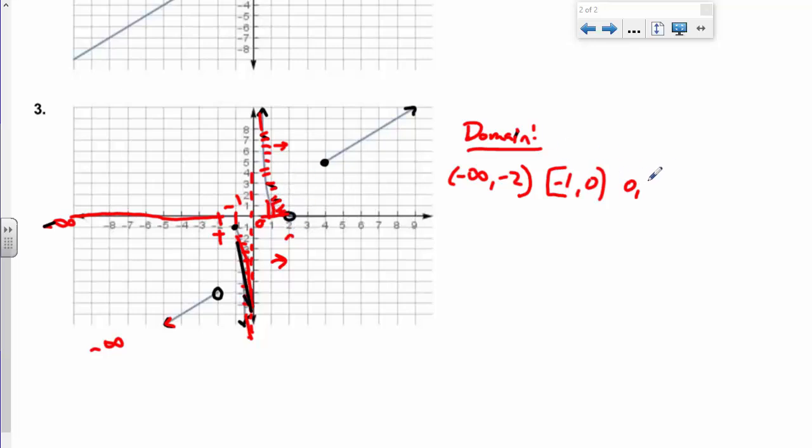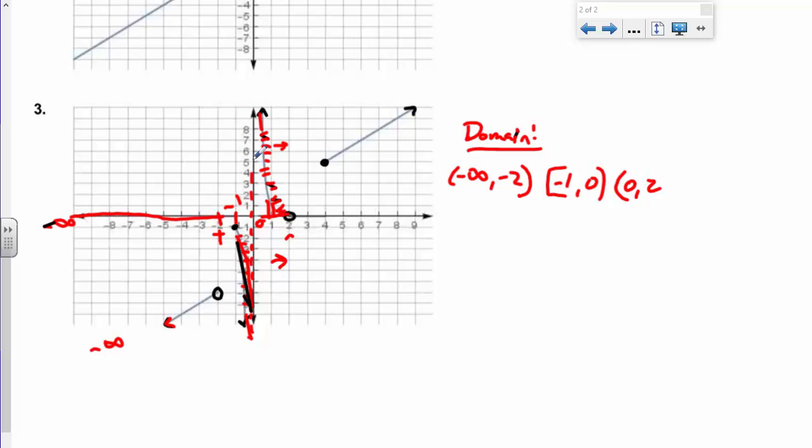I have to stop at 2. Keep in mind, when I say 0, we're not including 0. So it's going to really go like this. I'm going from -1 to 0, but not including 0, and then picking up from 0 to 2. So really what I'm saying is I'm going from -1 to 2, but don't include what? 0. That's what I'm saying.